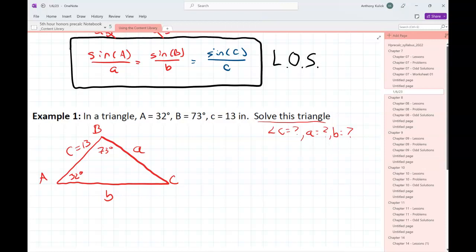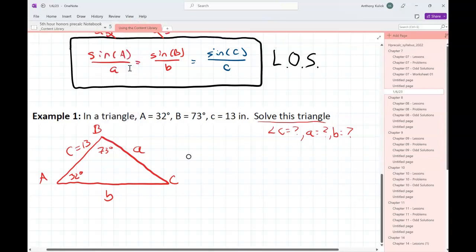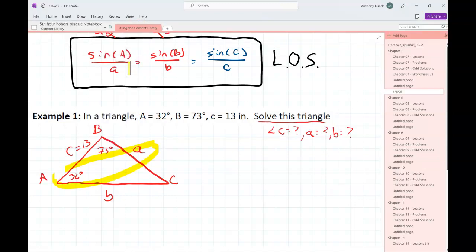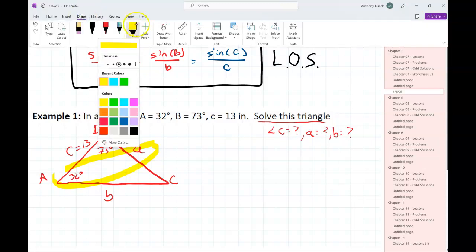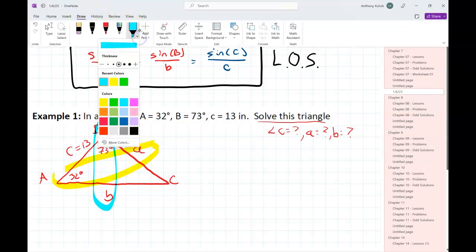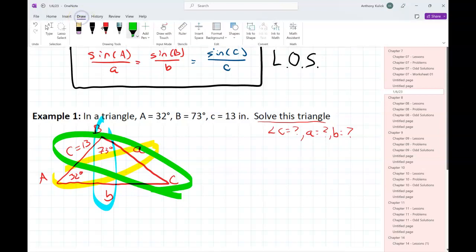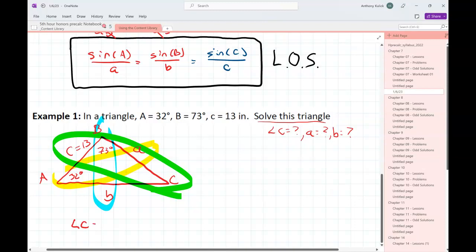All right, what do you want to find first? Angle C, side A, or side B? There is a correct answer for this one. Carmen? Yeah, angle C. So to use the law of sines, what you'll notice is that you need to have an angle on the side opposite it. We don't have that for A. We don't have that for B. And we don't have that for C. But it is really pretty easy to find the value for angle C.